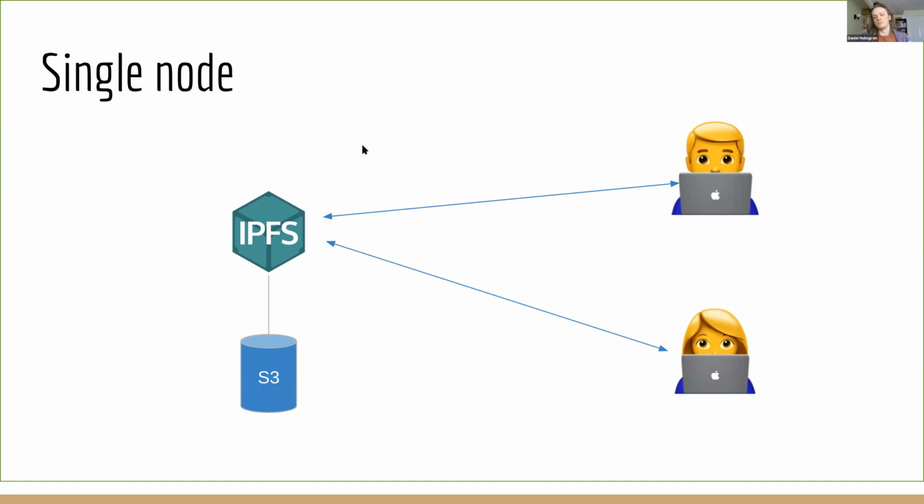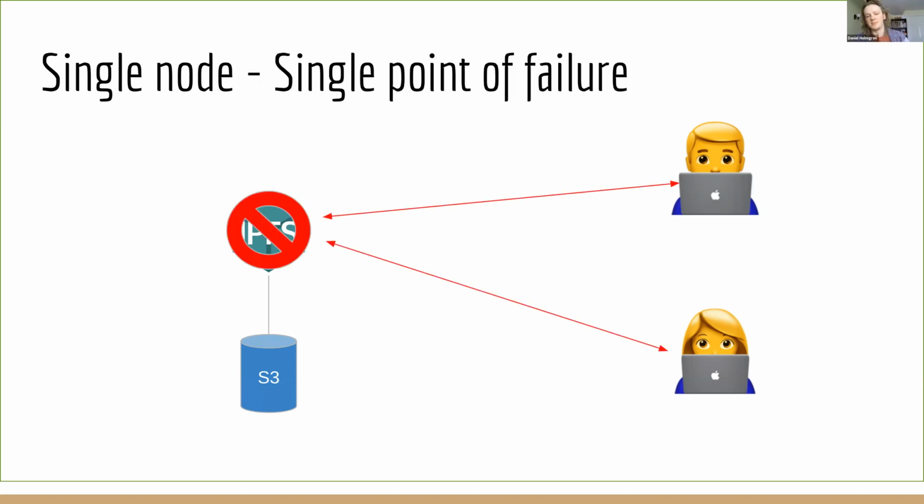And so people would connect to that node, they would send data to it, and the node would send data back to them. So the downside of this is that it's a single point of failure. If that node goes down for some reason, people aren't able to get their data out of IPFS, or at least from that node. It might be replicated somewhere else, but they aren't able to get their data from that node.